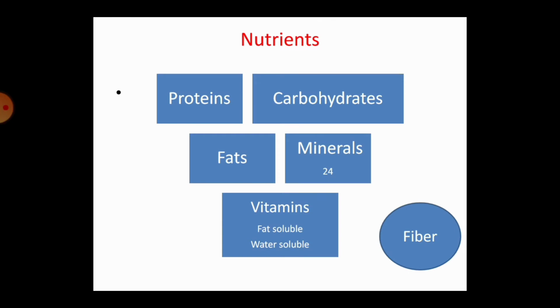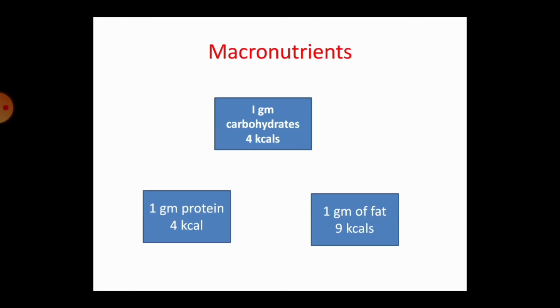The nutrients can be divided into mainly two: macronutrients and micronutrients. Macronutrients include proteins, carbohydrates, and fats, whereas micronutrients include minerals and vitamins. Fiber is not a nutrient, but it is an important component of diet. Carbohydrates: 1 gram of carbohydrates yields 4 kilocalories. 1 gram of protein yields 4 kilocalories. 1 gram of fat yields 9 kilocalories.